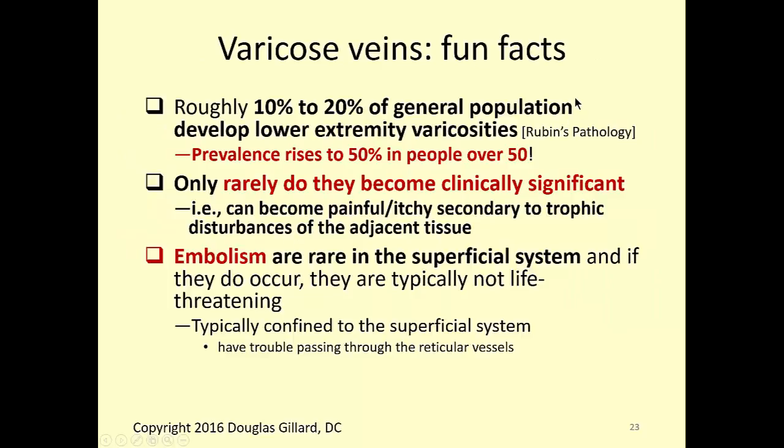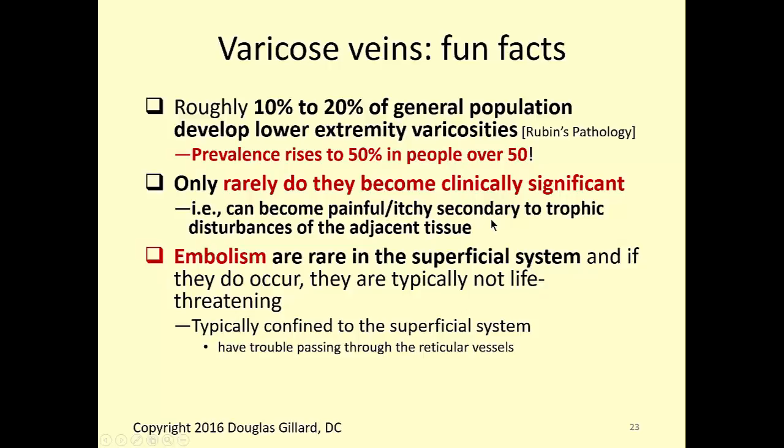Some fun facts: roughly 10 to 20% of the general population will develop varicose veins. That's from Rubens. The prevalence will rise to 50% over the age of 50. So they're very common. You'll run into these all the time. Remember in lab we said to always palpate them to make sure there's no hard nodules within them that could indicate blood clot. Anyway, only rarely do these become clinically significant. However, they can be fatal.